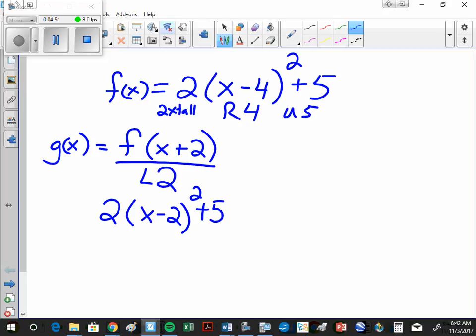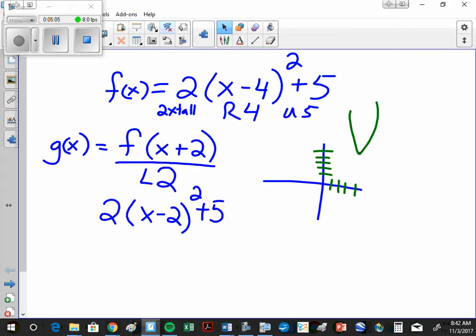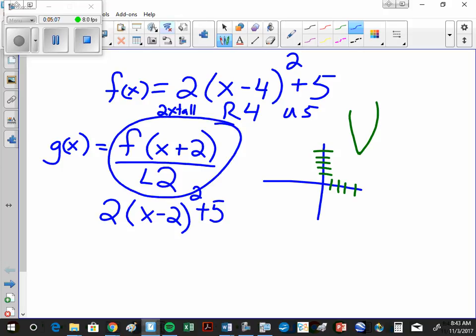So we have f of x, and maybe if I graph it, it will help. So f of x is right 4, up 5, and then twice as tall. So it looks like that. This is telling me to move this 1, 2 to the left. And what is the equation of that? Well, that equation is now right 2, up 5, and twice as tall. Was that one thing that confused you guys yesterday? Okay, let's do another one.